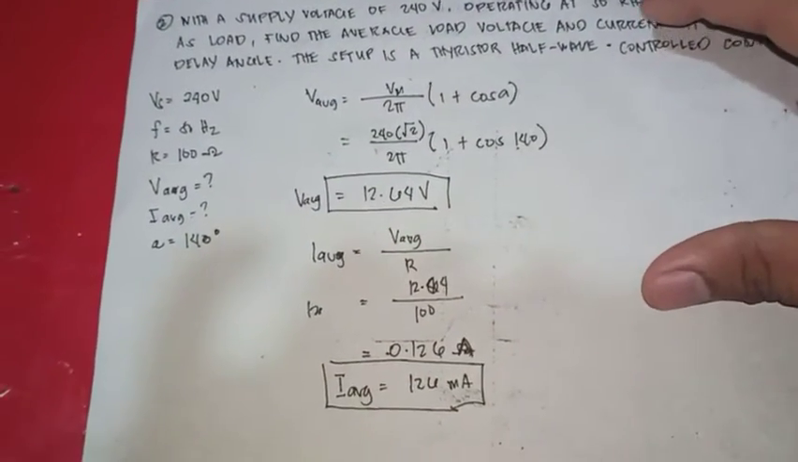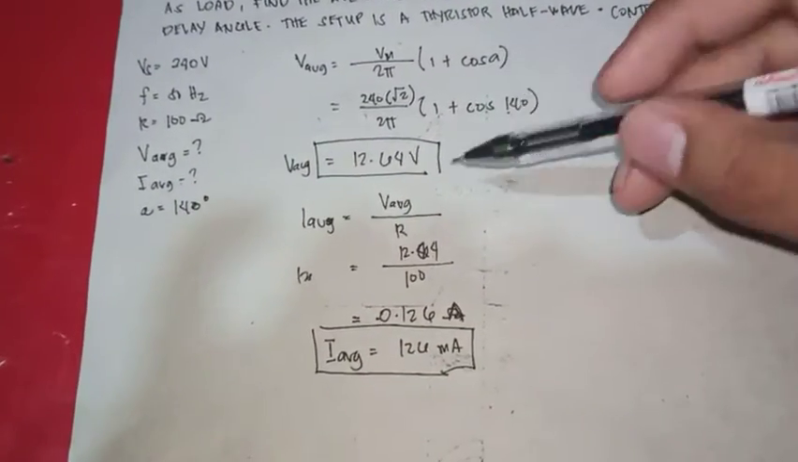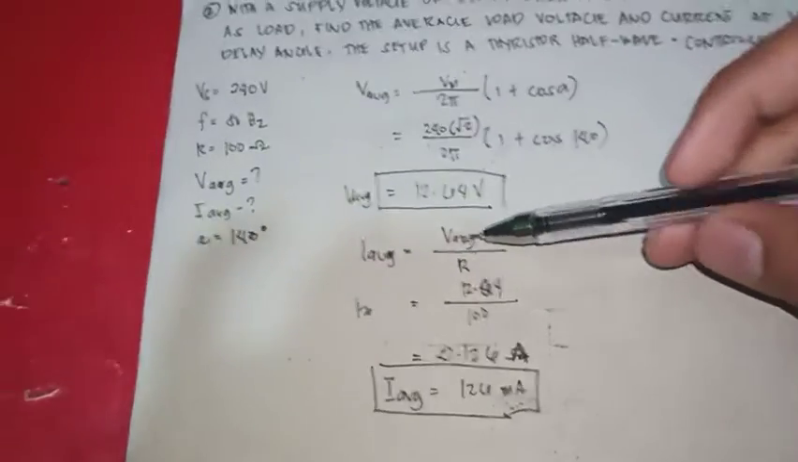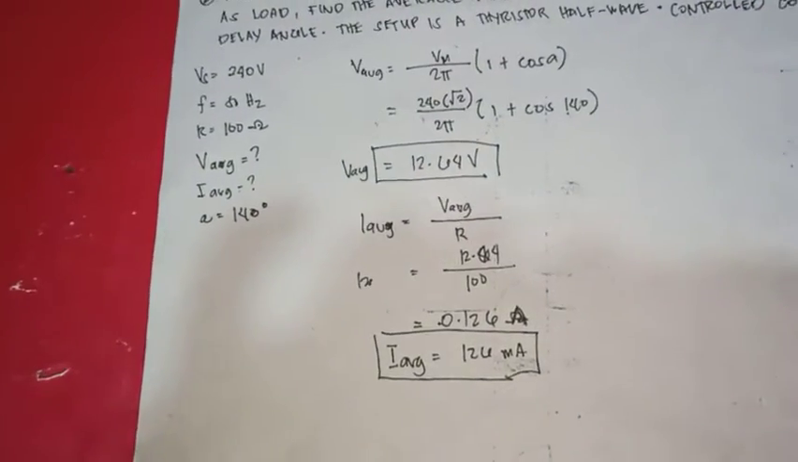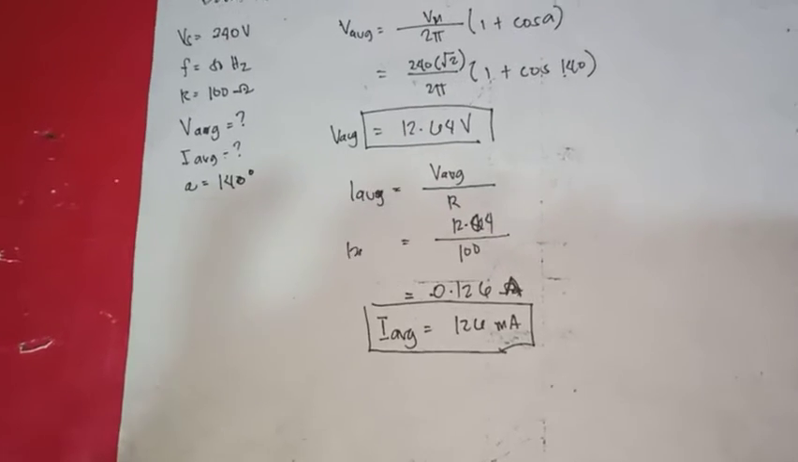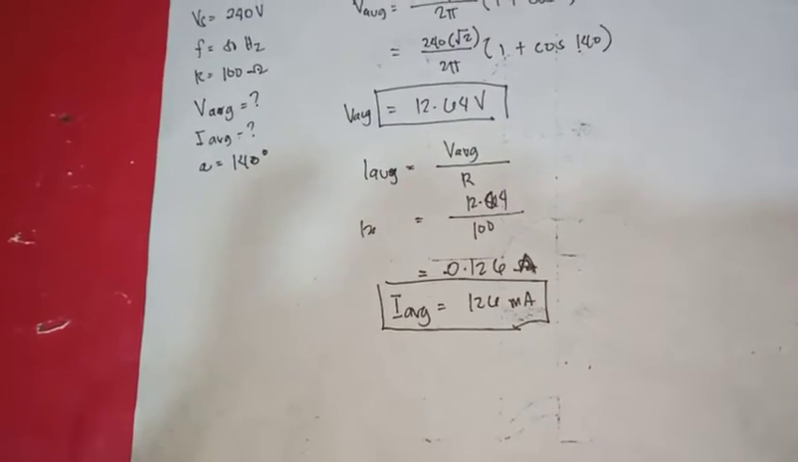Next is the average current. The average current is equal to average voltage over R, so 12.64 over 100 is equal to 0.126 amps, or 126 milliamps.